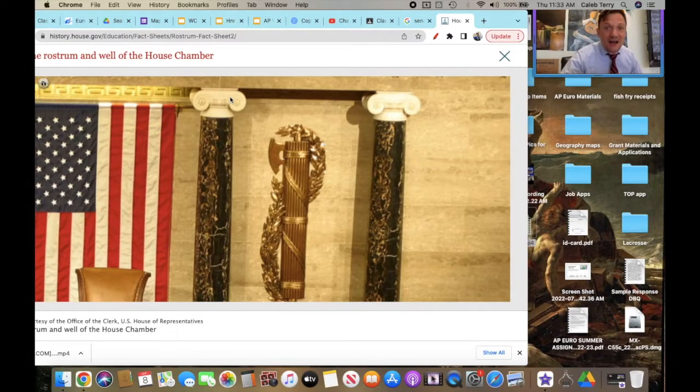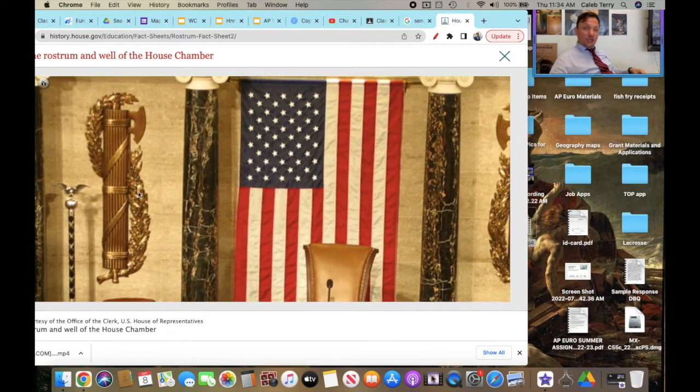And they've got Ionic columns to represent the Greek democracy that we use as well. We literally use so many things that are ancient Greek and ancient Roman that affect us on a daily basis, right? And look at this olive branch that's supposed to represent peace that is winding around this fasces right here. And oh, there are 2 of them, right?